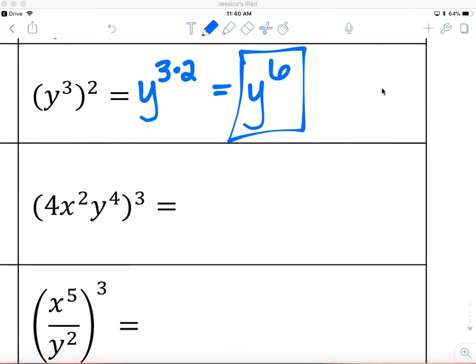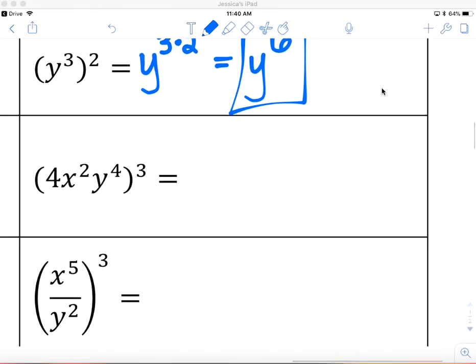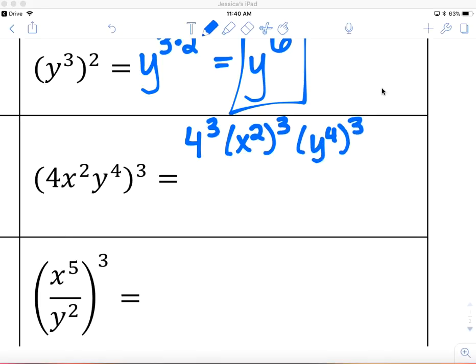If you have multiple bases, then each base is going to be raised to the power. So if you look at this next example, I am basically going to distribute the 3. 4 gets raised to the power of 3, x squared gets raised to the power of 3, and y to the 4th gets raised to the power of 3. You're going to look at each base separately.